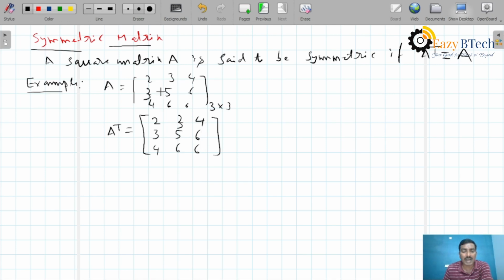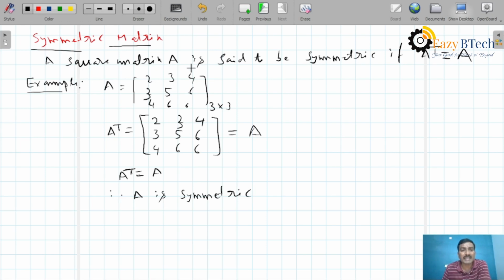If you observe, after interchanging the rows into columns, we are getting the same matrix capital A. That means A transpose equals A. That means if the transpose of a matrix is itself, then it is called symmetric. Therefore, here A is symmetric.